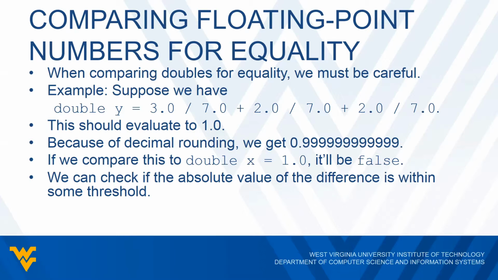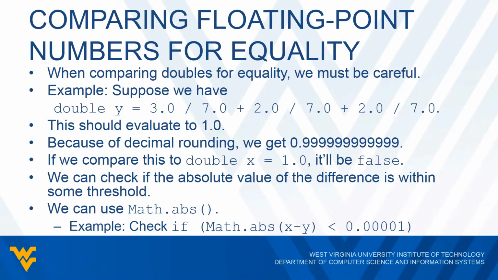What we can do is check if the absolute value of the difference is within some threshold. So let me show you an example of how we do that. So we're going to use the Math.abs method, which does the absolute value. So we can just simply check if the absolute value of the difference between x and y is less than some threshold. So like 0.000001 or even 0.0001 or however many zeros. You can specify some very, very small number. And if the absolute value of the difference between the two numbers is small enough, then we say that's close enough, that should be equal.